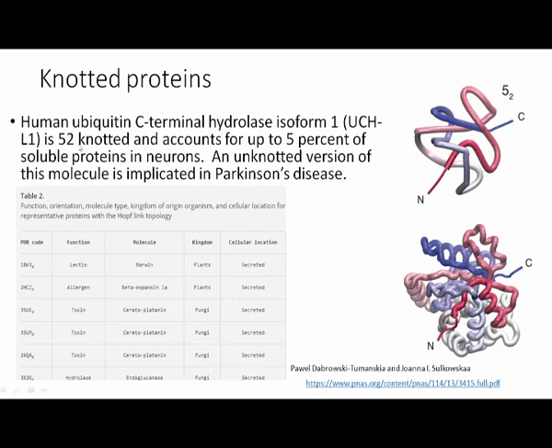One of these, for example, is human ubiquitin C-terminal hydrolase isoform 1, also called UCHL1, which is 52 knotted and accounts for up to 5% of soluble proteins in neurons. There are 52 knots in this protein. And the unknotted version of the same protein, UCHL1, however, has been implicated in Parkinson's disease.